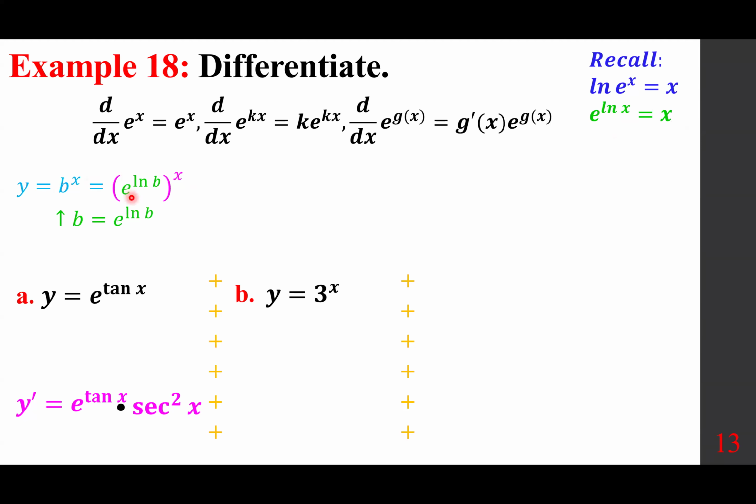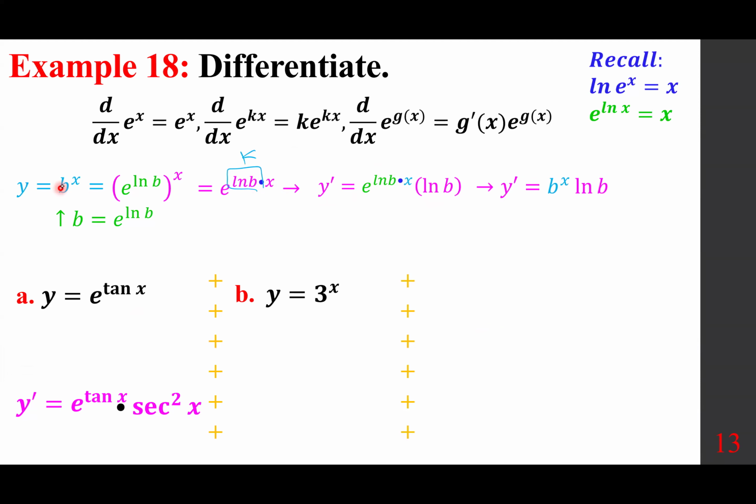According to the power rule, this is e to the power of ln b times x. Bear in mind, ln b is a number. In essence, everybody, this is like k. It's just a number, ln of b. So what is the derivative of e to the power of kx? Itself times k. What is k? ln b. Now, we know e to the power of ln b to the power of x is b to the power of x. We put it in the same format. Therefore, y prime becomes b to the power of x times ln b.